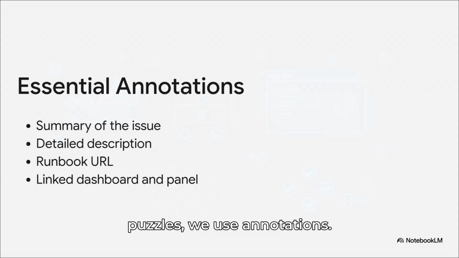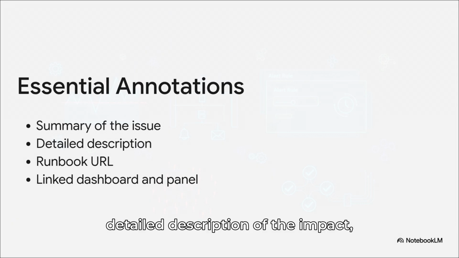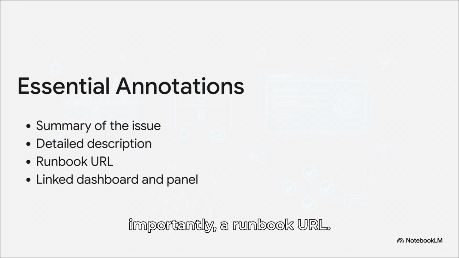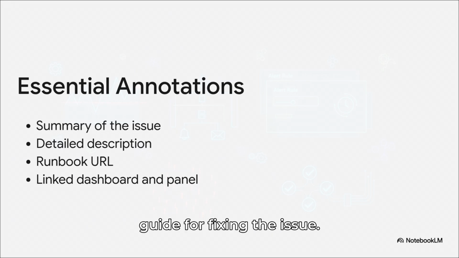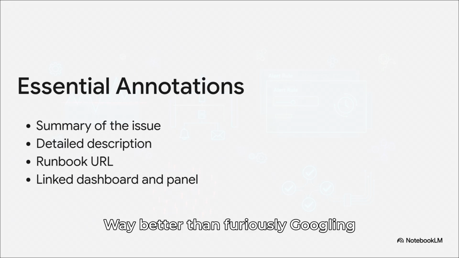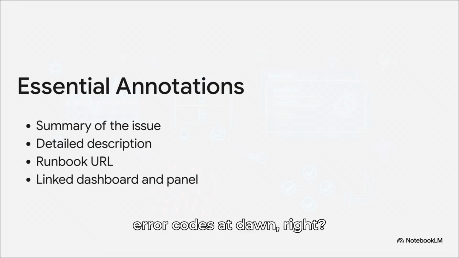To avoid those puzzles, we use annotations. By attaching specific details to your alert message, you empower the on-call engineer to actually start troubleshooting right away. You need a human-readable summary, a detailed description of the impact, a linked dashboard, and, most importantly, a runbook URL. When a responder clicks that runbook link, they are instantly taken to the exact step-by-step guide for fixing the issue. Way better than furiously Googling error codes at dawn, right?